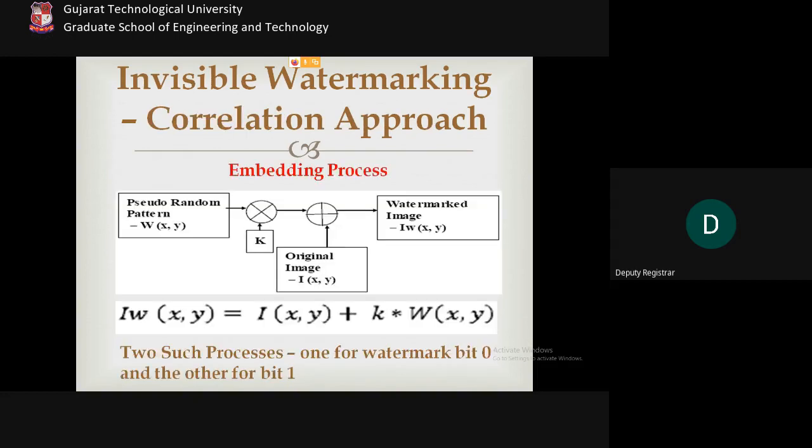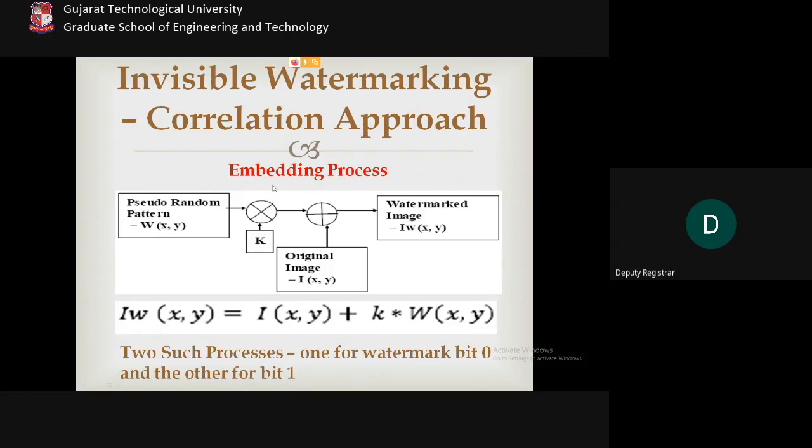Then the second approach in the spatial domain. I would like to tell you that spatial domain means you modify in the spatial domain itself. You modify the value of the pixel itself, the intensity value of the pixel, depending on your particular algorithm. And this is what we have done in the LSB part. Now, since it was not robust against any other attacks, we are using the correlation approach in the spatial domain.